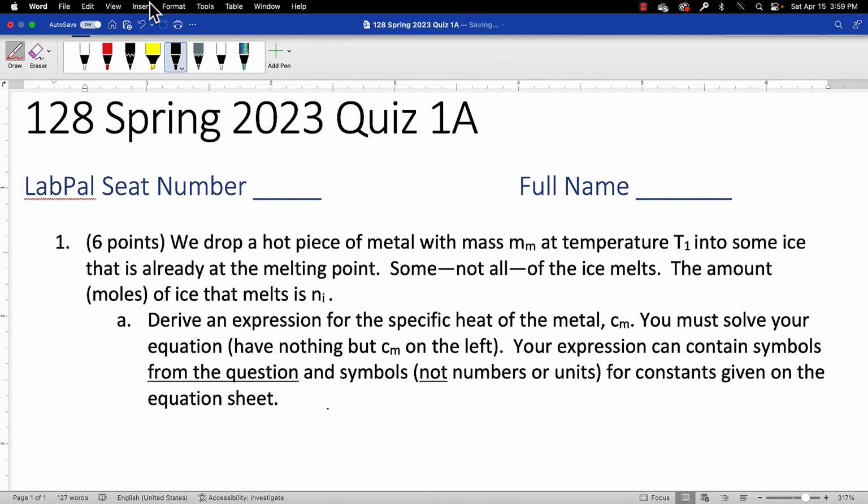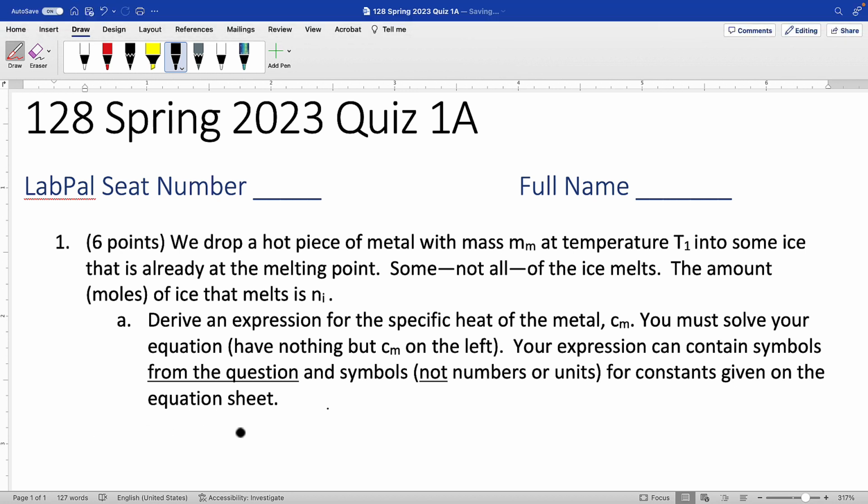Okay, so we imagine that we have a piece of hot metal and we're going to drop it into some ice. So you've got a bucket of ice, we've got some ice cubes in here, and we're going to take this piece of metal, and the metal is hot. So it's hot, we said it's at T1. We're going to drop it into the ice, and the ice is already at its melting point. So we can say TM if we want. Okay, we could call it TM. We could call it T equals 0 degrees C. Either one's fine. All right.